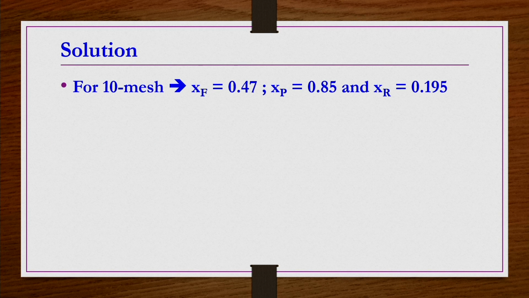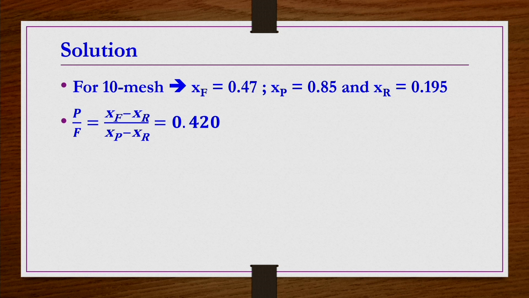So, we use method 1 for 10 mesh. Why are we taking 10 mesh? Because the material has been screened through 10 mesh, as the problem statement says. That is the reason we need to take these numbers XF, XP, XR corresponding to 10 mesh. For that we need to calculate the recovery and then the rejection.